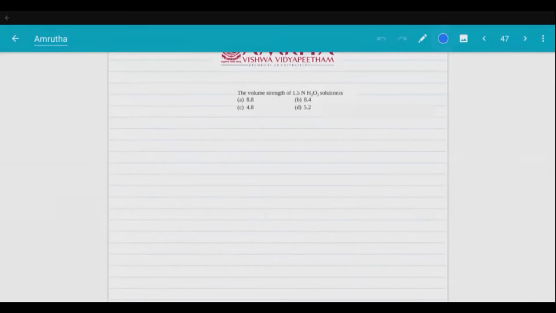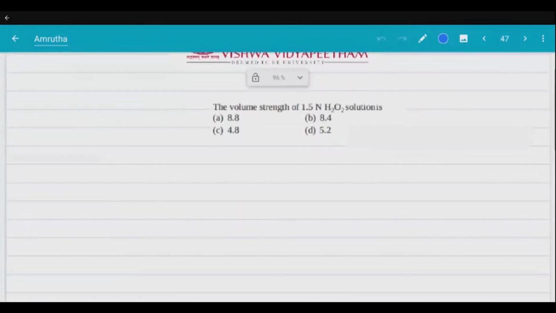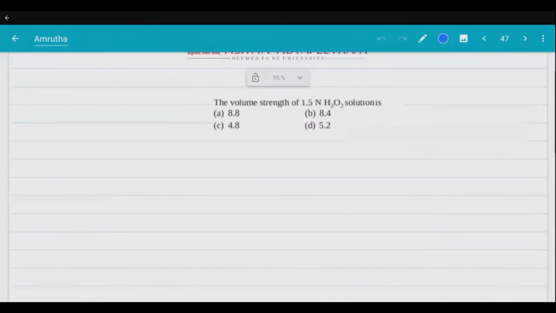If there is any audio issue or video issue, please let us know. Is it clear, or should I zoom in? The question on the screen, is it clear? There is no audio delay or video delay, right? It's clear. Okay, fine. Thank you.